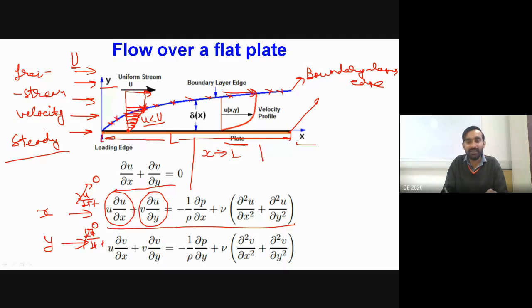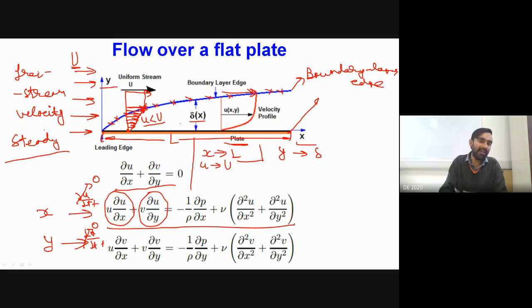Then I'm considering in the y direction my length scale as delta, where delta is nothing but what I have specified over here: at any location x, it is called the boundary layer thickness. So this delta I have taken as the length scale in the y direction. If I take, for velocity, capital U, the free stream velocity, as the velocity scale, then what will be happening?